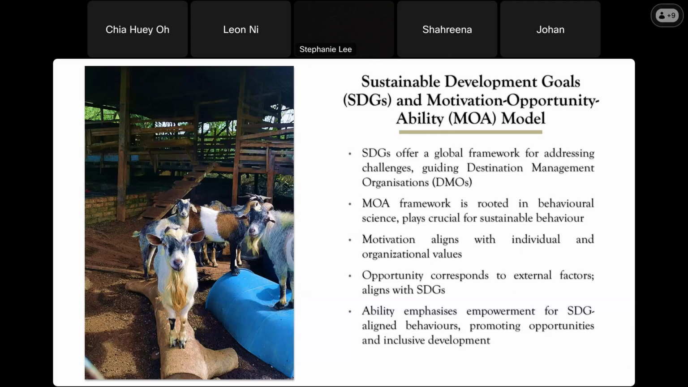So within the MOA framework, motivation aligns seamlessly with individual and organizational values. Moving to opportunity, it mirrors external factors that either facilitate or hinder sustainable behavior. Lastly, ability underscores the empowerment of individuals. Empowering the locals with the knowledge and skills necessary for sustainable behaviors becomes a powerful catalyst for economic opportunities and inclusive development that harmoniously resonates with the spirit of all the 5 SDGs that I mentioned in the first slide.